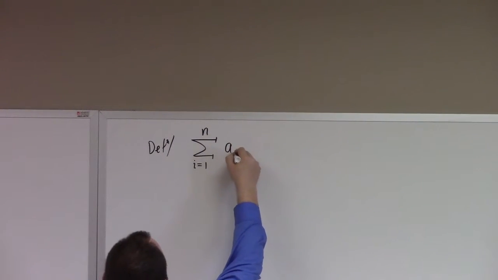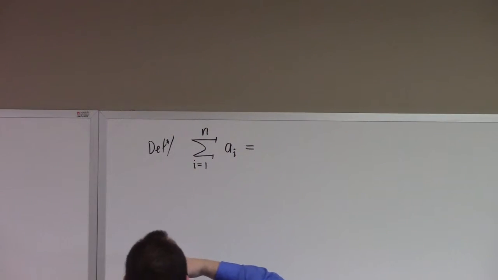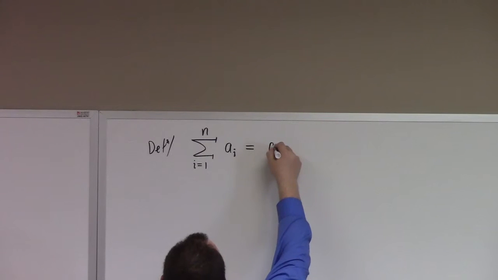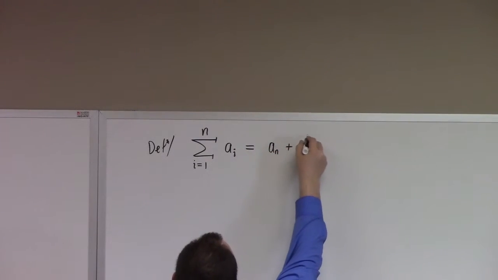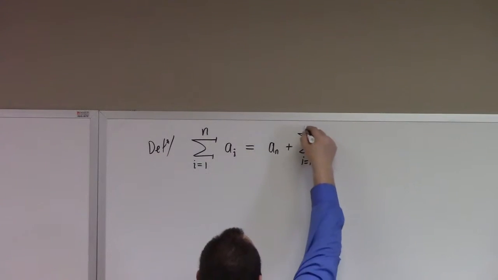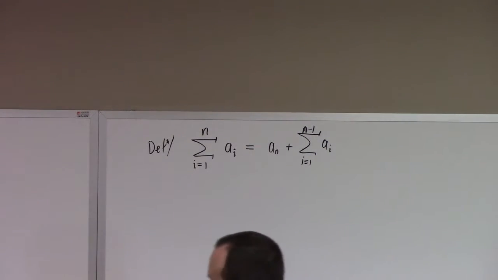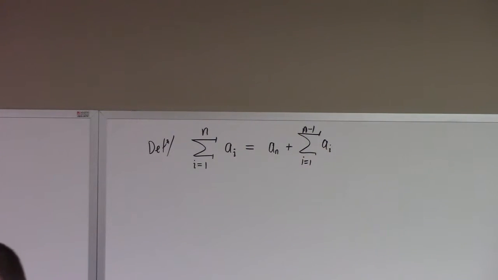Of a sub i is equal to, now this is kind of sneaky, check this out, a sub n plus the sum i equals 1 to n minus 1 of a sub i. What kind of definition is this?